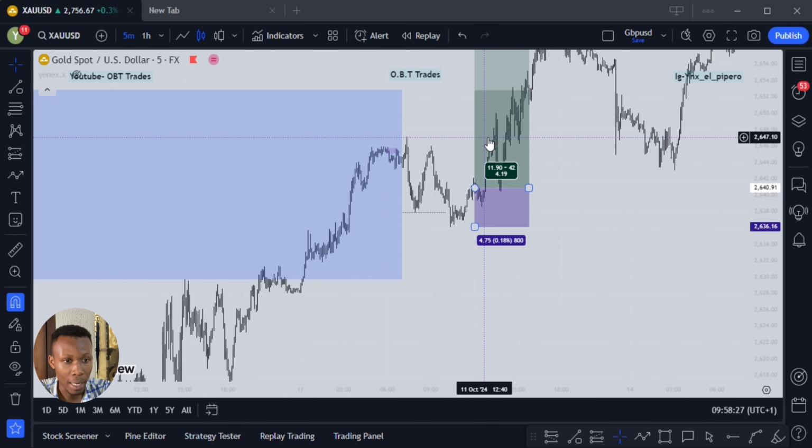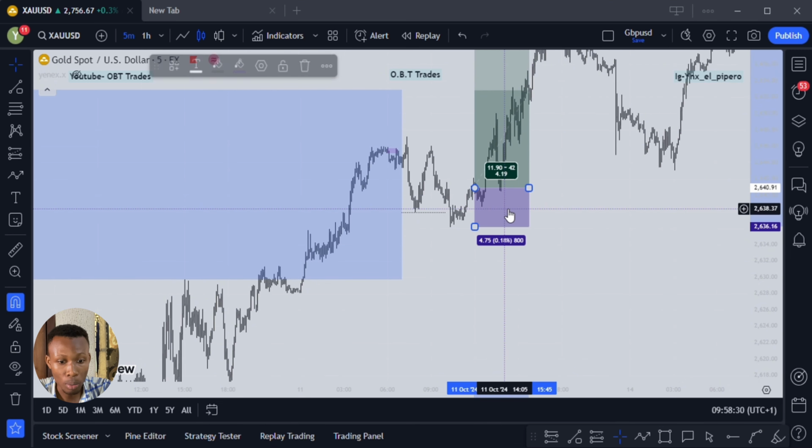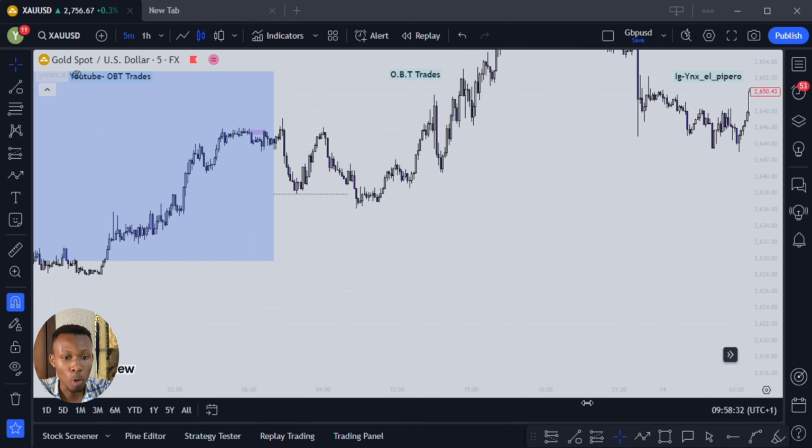So once price breaks this high, you set this trade on break even, and over here you will be stopped out on break even, which is valid. So that is one way to enter.